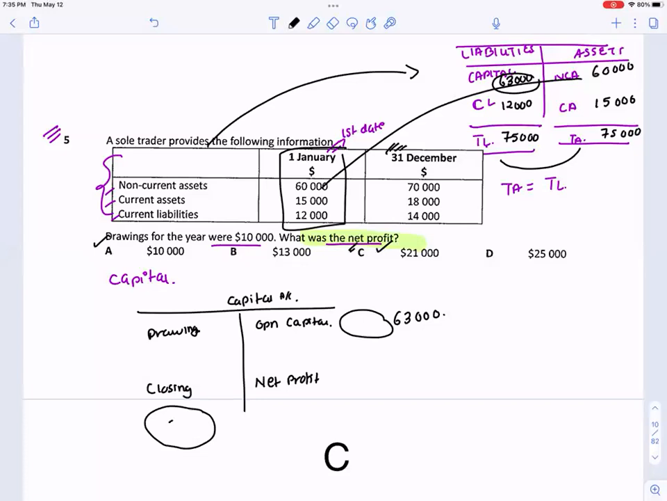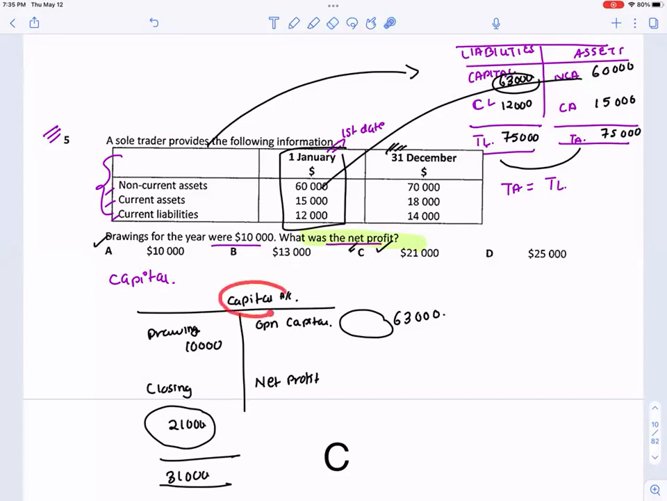21,000. Is this answer correct, Humair? No, I didn't understand. You did not understand? No. नहीं ठीक है चलो यहाँ देखेंगे.